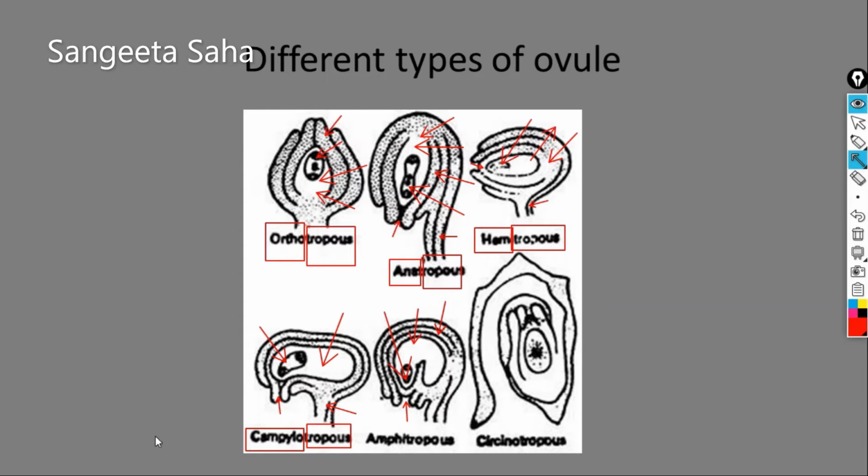Okay, and this part is the funicle. Here the curvature of the ovule is very prominent, or rather pronounced, and the embryo sac becomes somewhat horseshoe shaped, and this is found basically in Butomaceae.